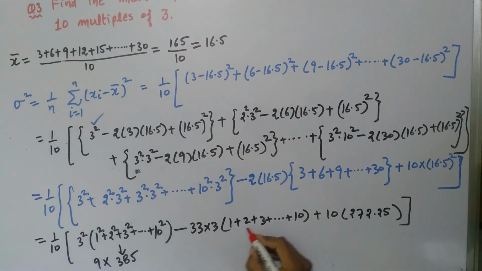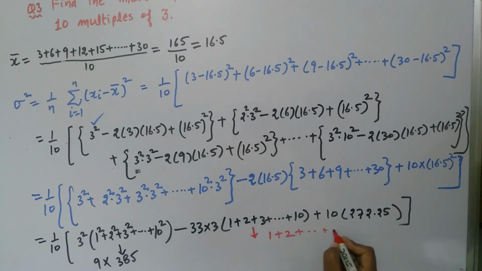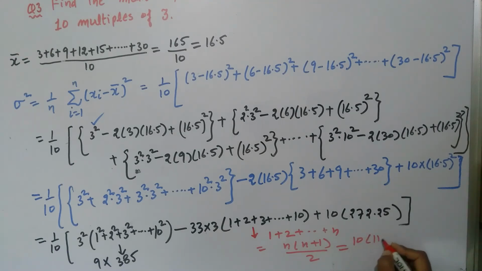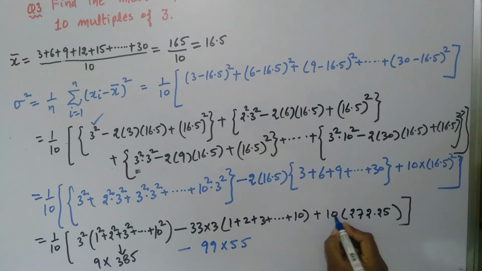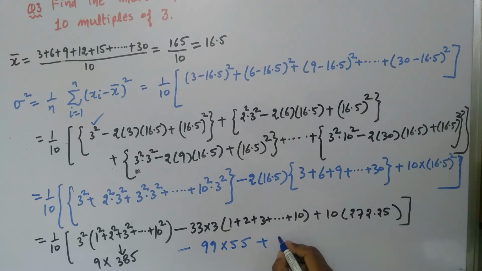Now for this calculation, 1 plus 2 plus so on up to n, the formula is n into n plus 1 upon 2. Here n is 10, so 10 into 11 upon 2. 2 cancelled, 5 into 11 is 55. So this value is 55. So this becomes minus 33 into 3, which is 99, into 55. Next, plus 10 into 272.25, this becomes 2722.5.